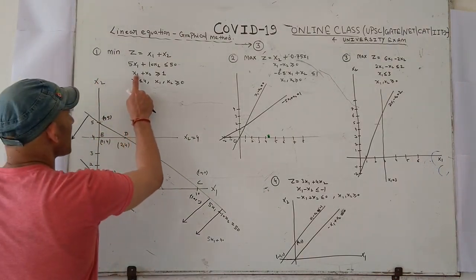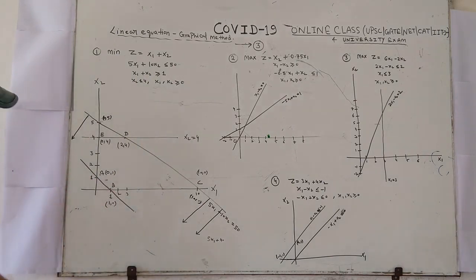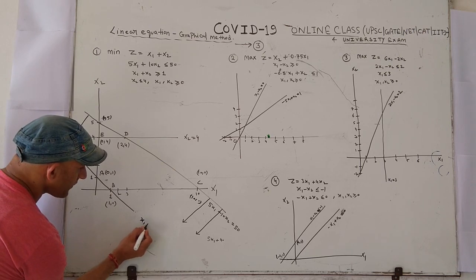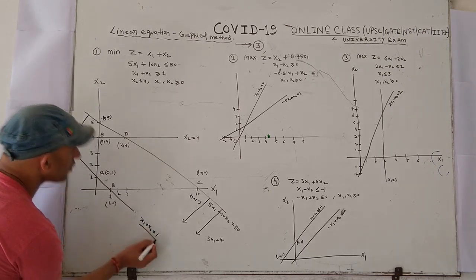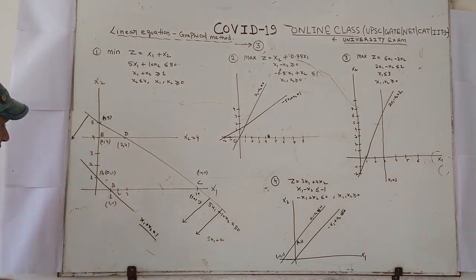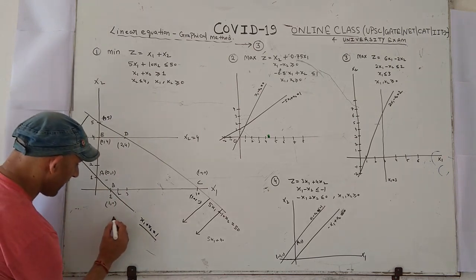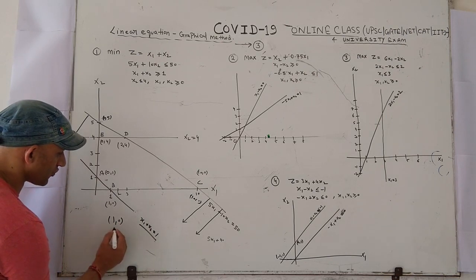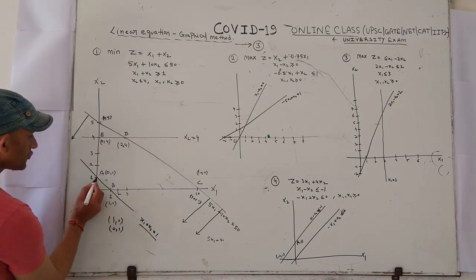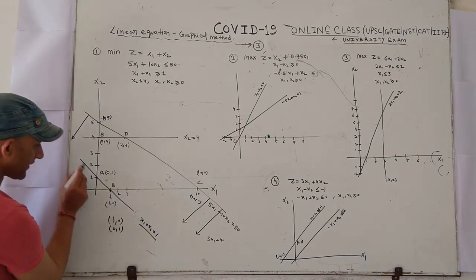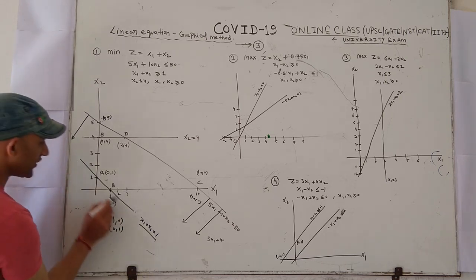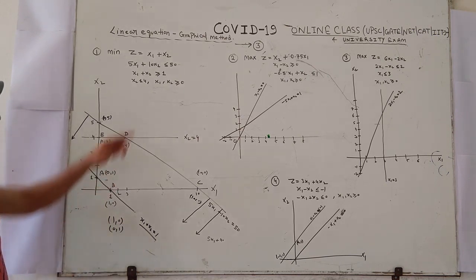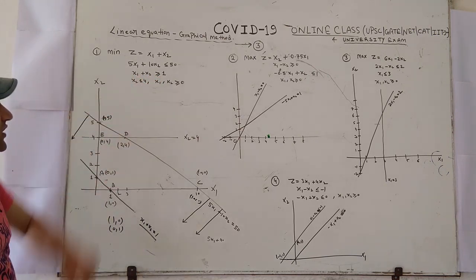Number two is x1 + x2 ≥ 1. Let this be x1 + x2 = 1. So I am taking (1, 0). If I take (1, 0), it is satisfying. 1 + 0 is equal to 1, and (0, 1) is also satisfying. So both of these points are satisfying. After that I join both points. So this line indicates x1 + x2 = 1, but he is asking x1 + x2 ≥ 1.